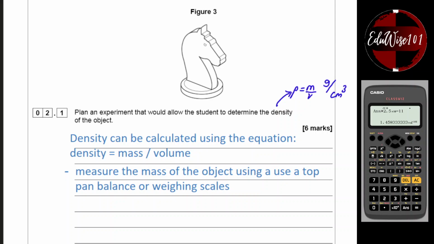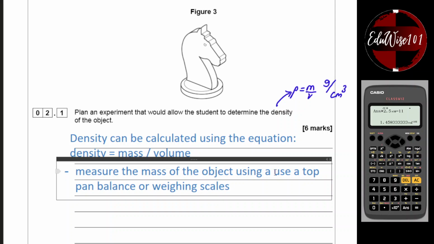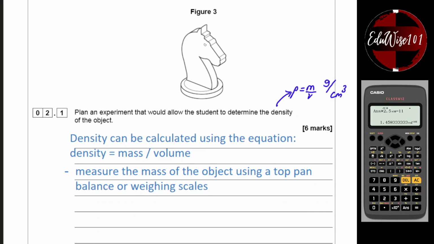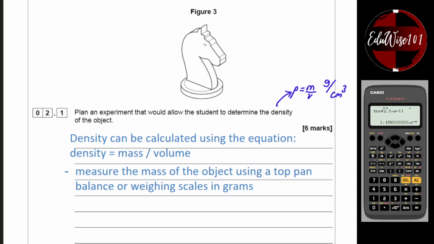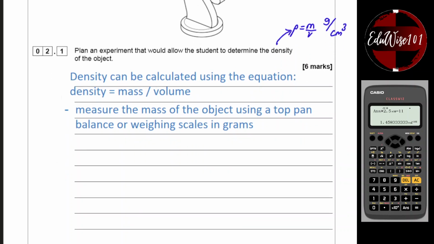Measure the mass of the object using a top pan balance or weighing scales, and we can say in grams. Next part is to describe how to find the volume.